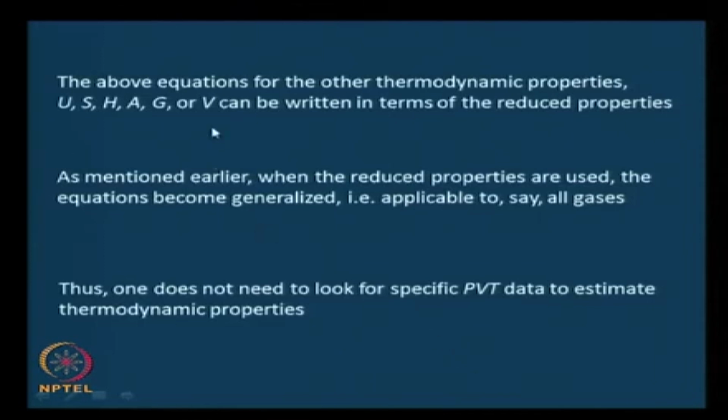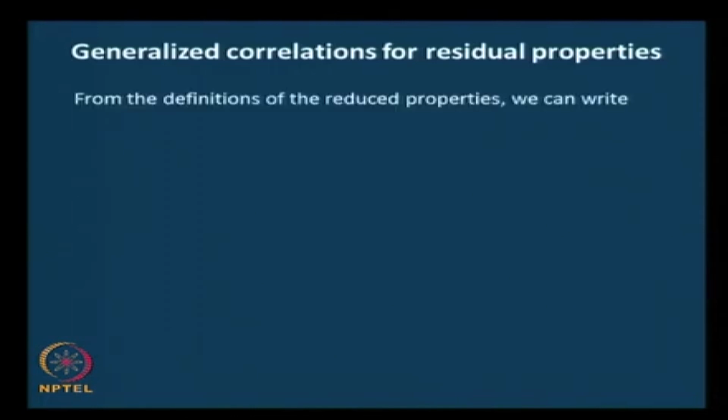We said that the above equations for the other thermodynamic properties can also be written in terms of the reduced properties. We had looked at only 2 or 3. When the reduced properties are used, the equations become generalized, they become applicable to say all gases, and therefore we need not look at specific PVT data to estimate thermodynamic properties. That was the advantage that we saw. There are generalized correlations for residual properties also, and we went ahead and derived those generalized correlations.